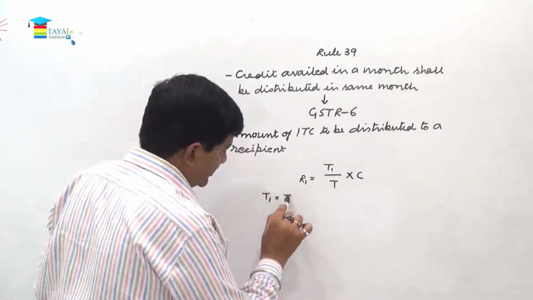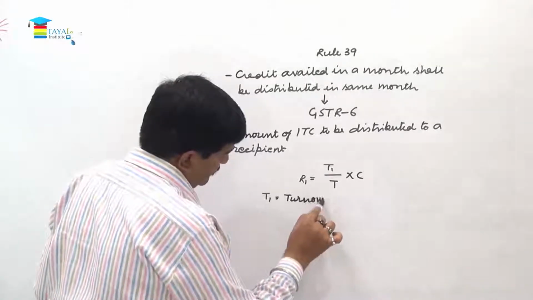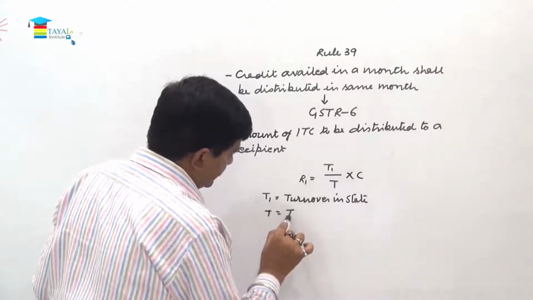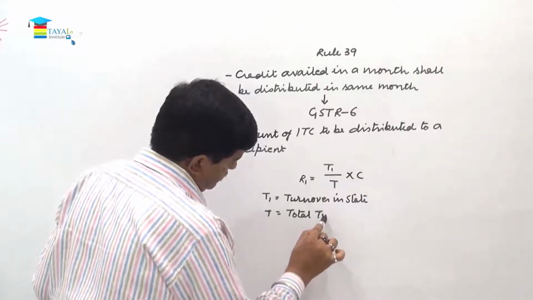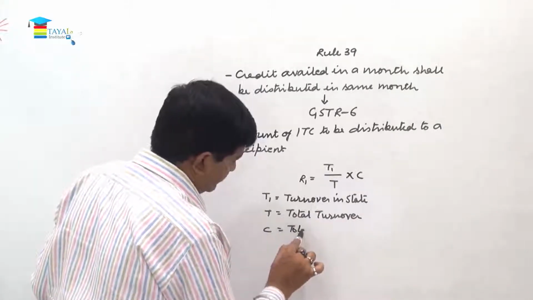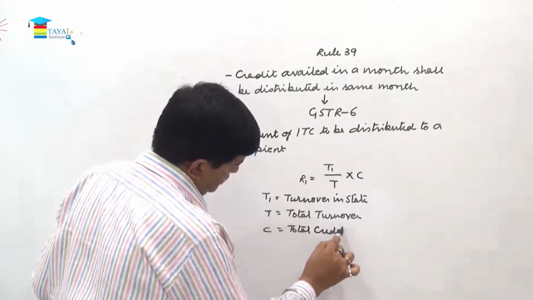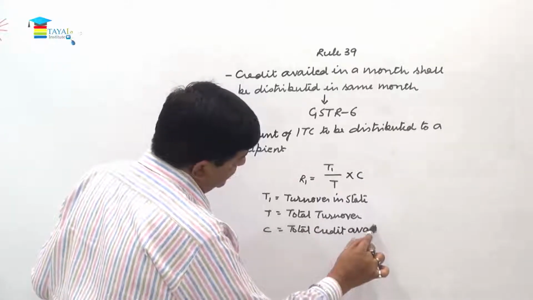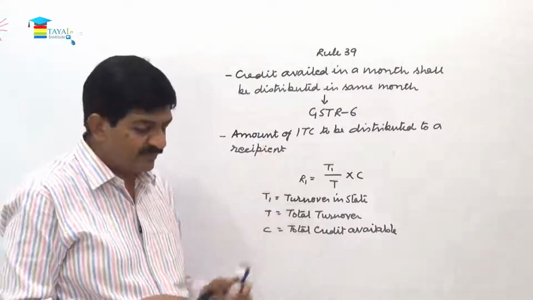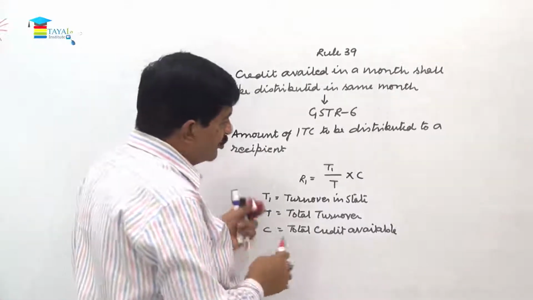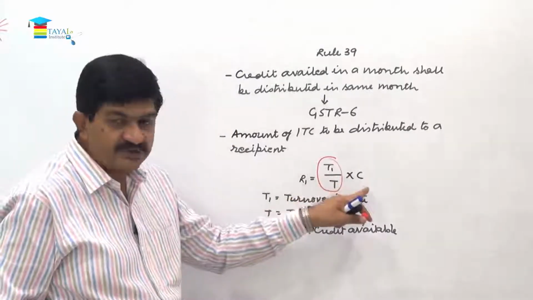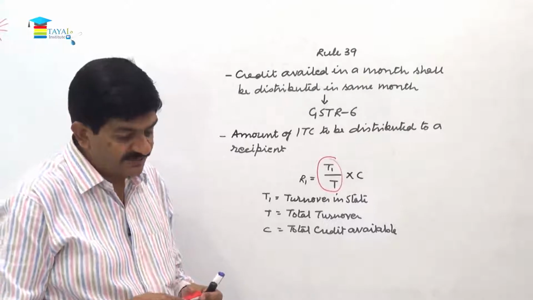T1 is the turnover in the state. And then T is total turnover. And C is total credit available. Total credit available to the input service distributor, which is to be calculated. So it is nothing but very simple. When you calculate this turnover of the recipient divided by total turnover, in fact you are calculating the percentage of the total credit which is required to be transferred.